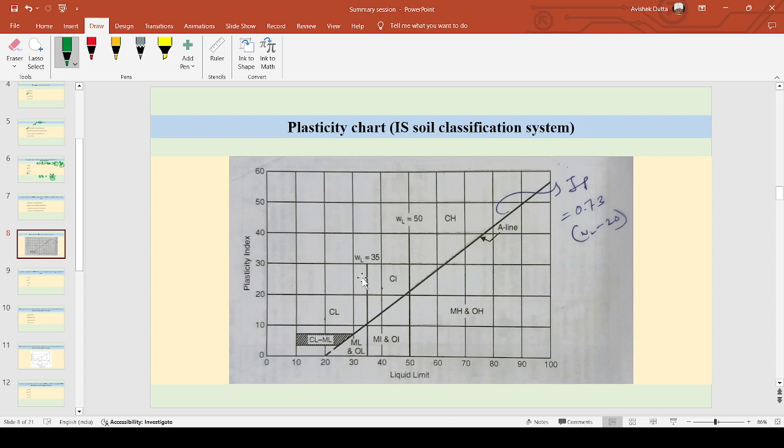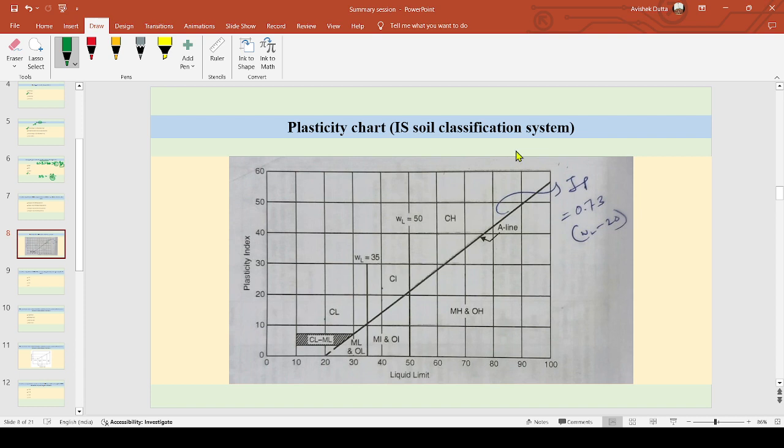We have plasticity index on the y-axis and liquid limit on the x-axis. There is a line drawn from the point 20, called the A line. It has an equation: IP, that is the plasticity index, equal to 0.73 (WL minus 20). Above the straight line, the soils are inorganic, and below the straight line, the soil is organic.